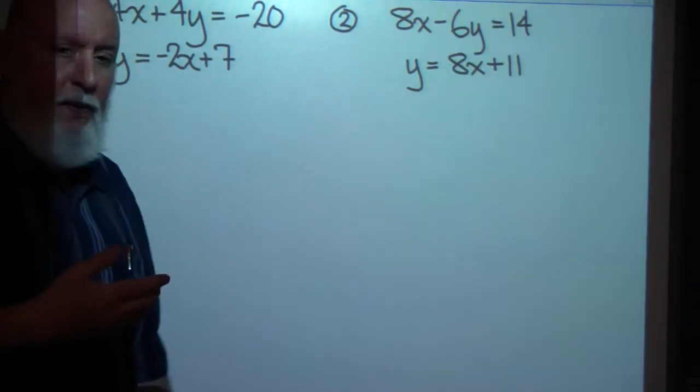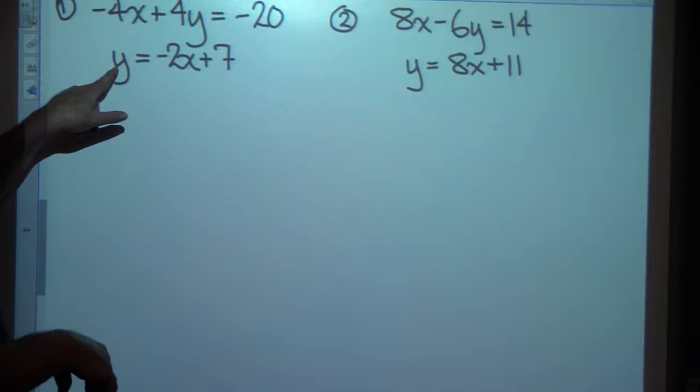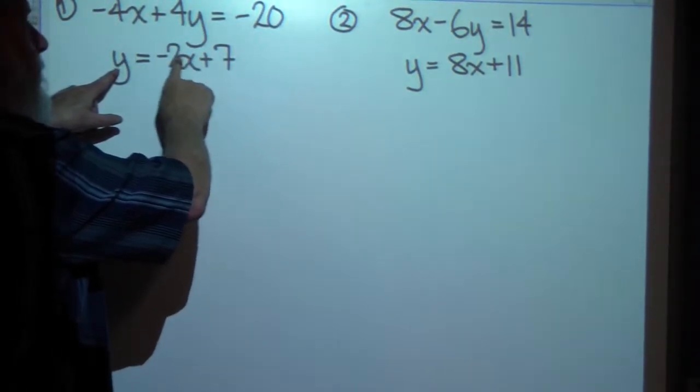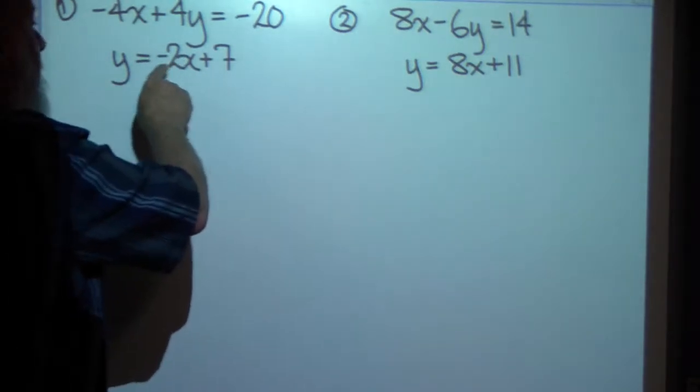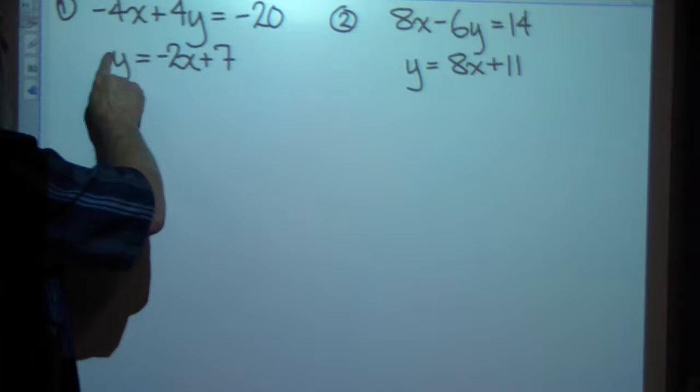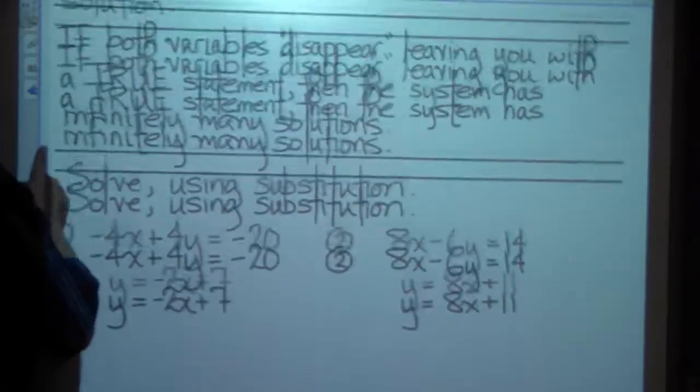When we say solve for a variable, that means get the variable on one side of the equal sign all by itself and everything that it's equal to on the other side. So this one has already got step 1 taken care of. This one has y solved. So what I'm going to do is go to step 2.